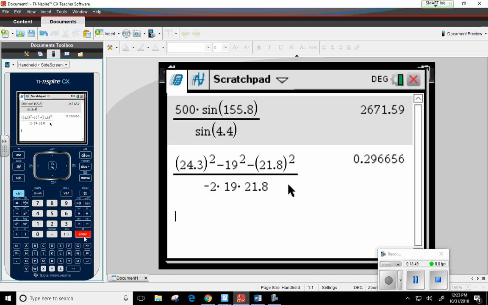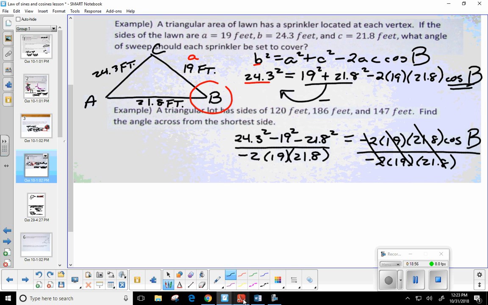Okay, this is what cosine of B equals. So I'm going to round it to 4 decimal places. Let's say 0.2967. Okay, so 0.2967 is equal to the cosine of B.